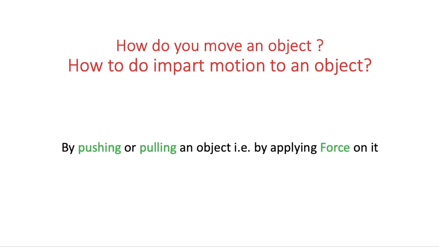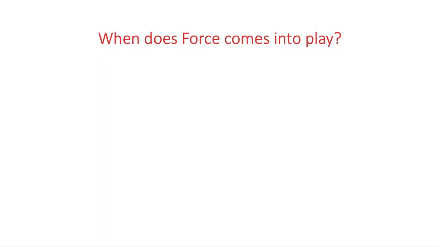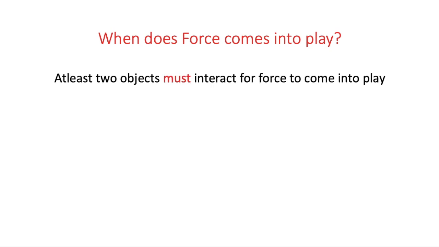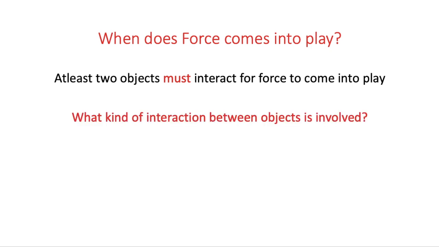The next question you can ask is, when does force come into play? It is the interaction of one object with the other that results in a force between two objects. That being said, at least two objects must interact for a force to come into play. Now, what kind of interaction is referred to here? Two objects interact with each other through contact or non-contact manner, which we will study in upcoming videos in this chapter.